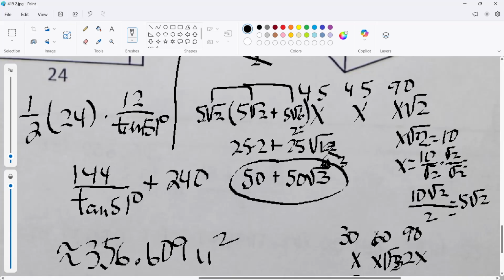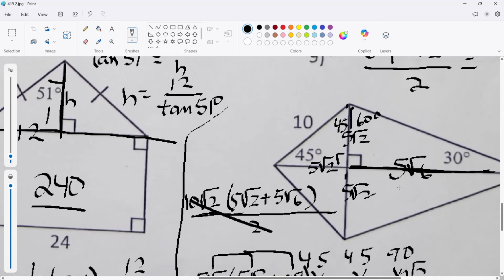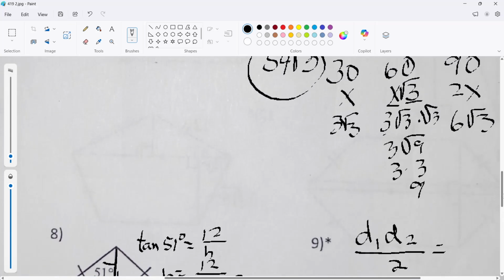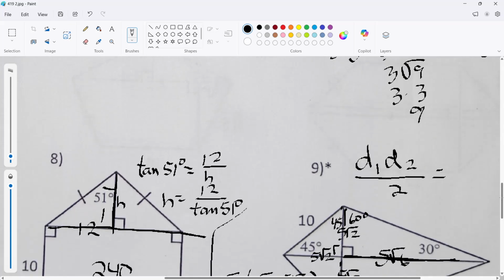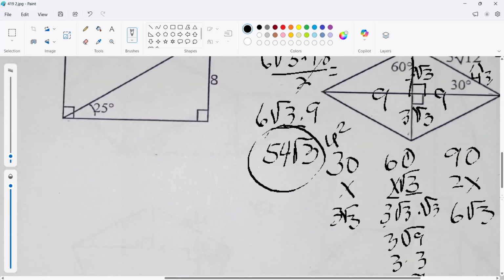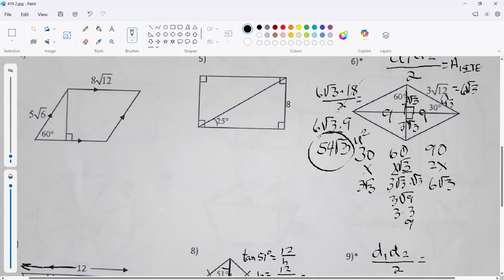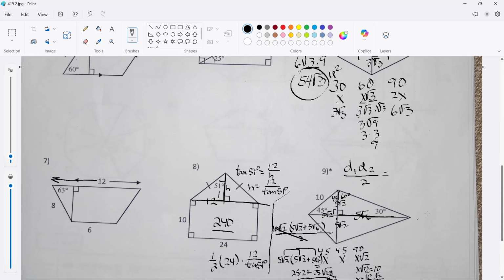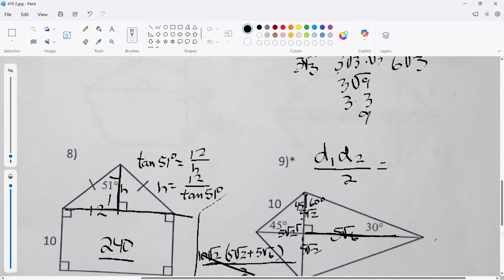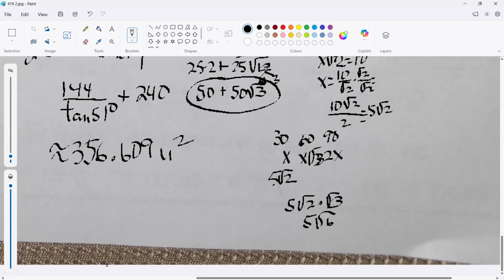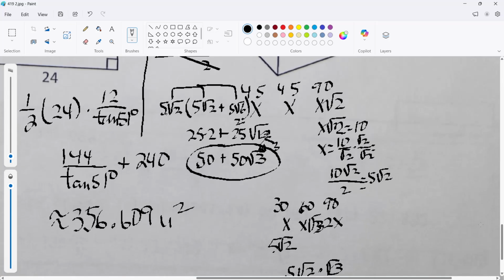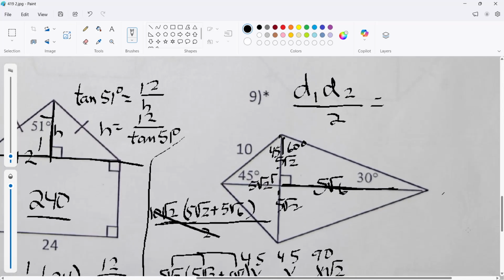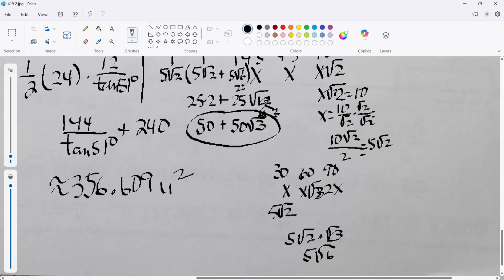And by the way, I ran all of these through AI. It got everything right. Well, no, I take it back. AI missed some. Which one did it miss? I'm trying to remember. Oh, yeah, I did 7. I think the AI got number 7 wrong and number 9 wrong. So you've got to be careful when you use AI. But anyway, 50 plus 50 square root of 3 for the last one, and that is all the questions.